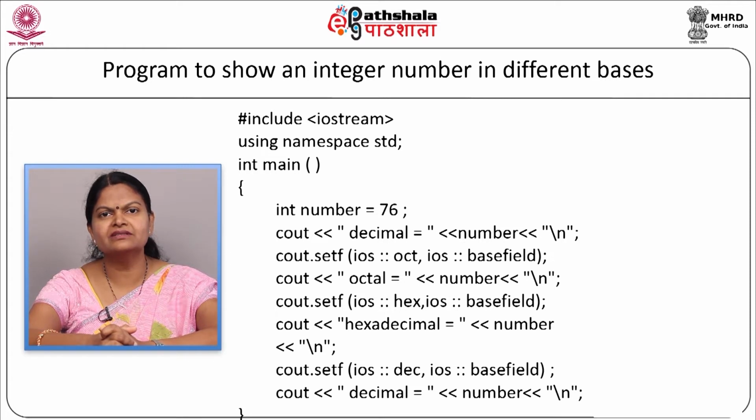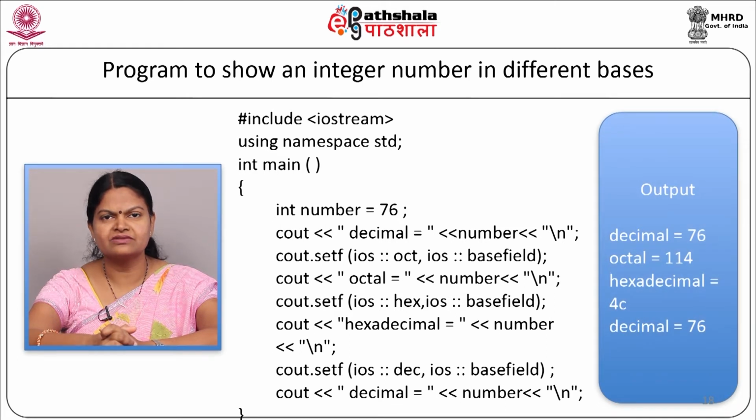Now as you can see here, we are just changing the format and the number will be displayed in three different formats, that is hexadecimal, octal and decimal. When this particular program is compiled and executed, it will produce the result as octal is equal to 114, the hexadecimal value is equal to 4c and the decimal value is equal to 76.